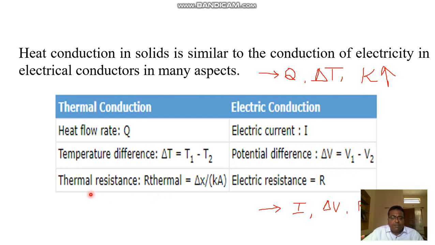Then the thermal resistance, that is 1 by K, we will discuss in the next slide. The thermal resistance is delta X divided by KA, whereas here is the electrical resistance. If this resistance R is more, then the electric current will flow less. Then what is this thermal resistance? We are going to discuss it in the next slide.